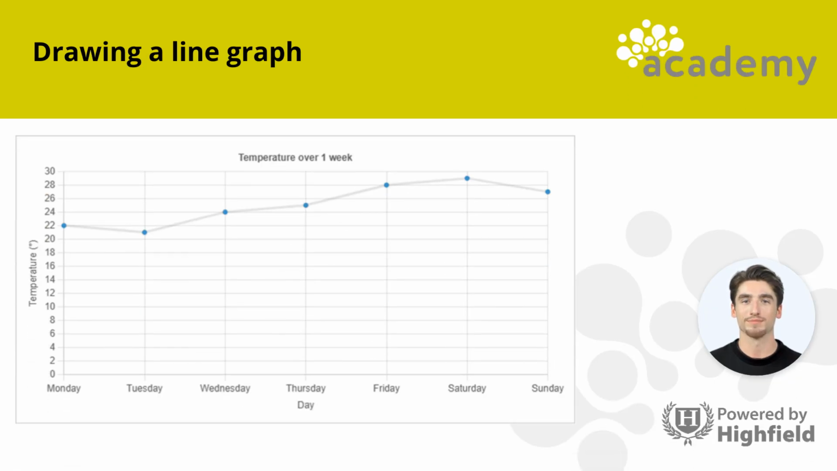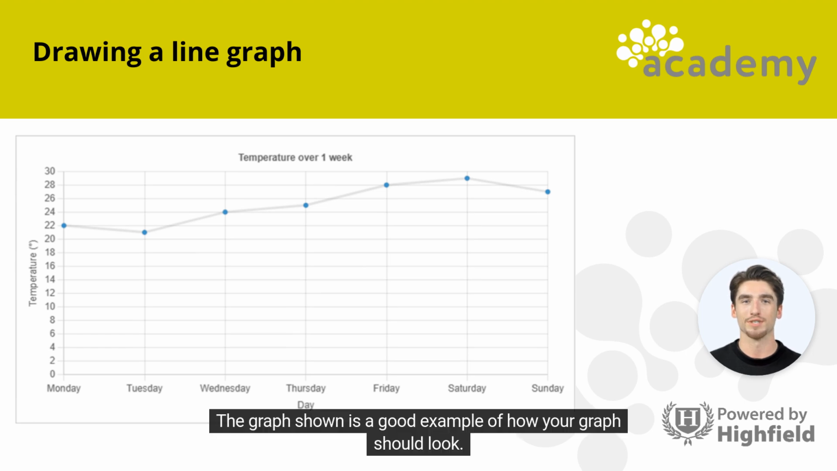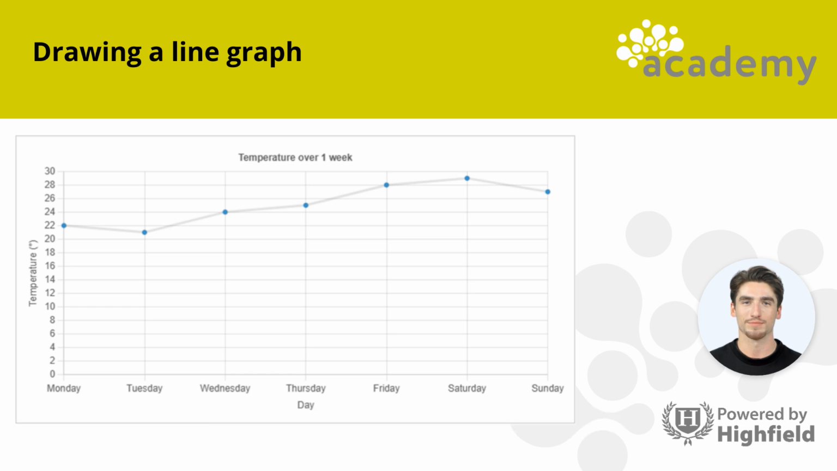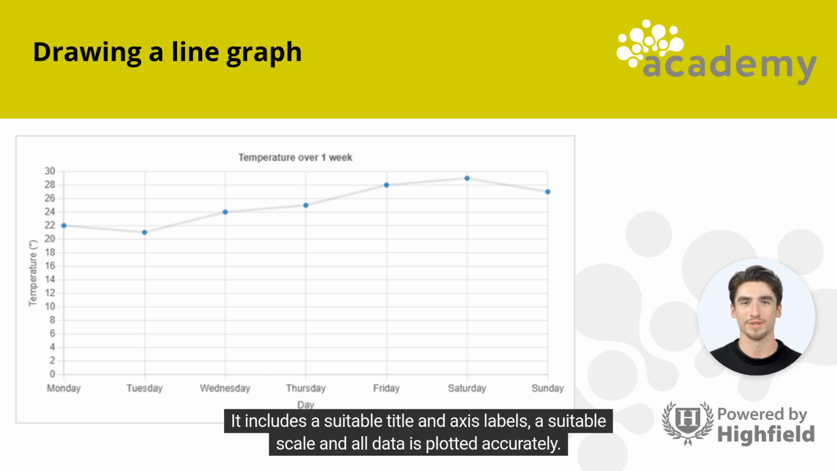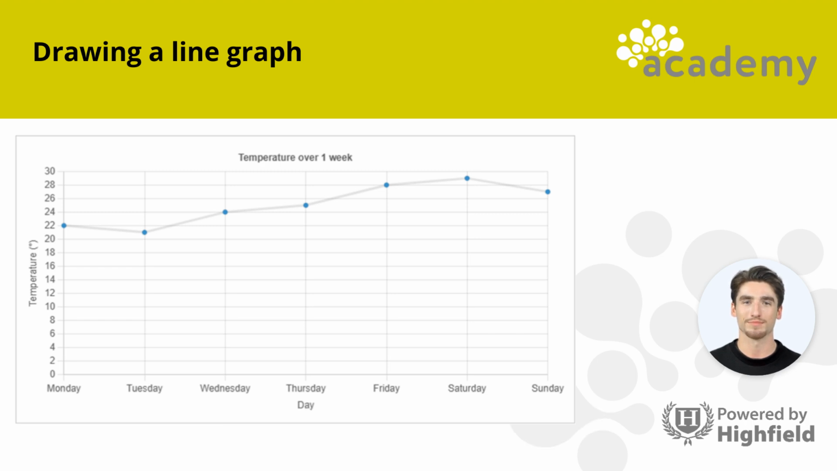Let's check the answer. The graph shown is a good example of how your graph should look. It includes a suitable title and axis labels, a suitable scale, and all data is plotted accurately.